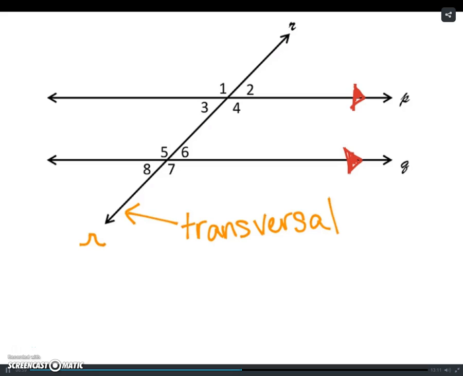And if you would like to draw this picture, the next four terms we're going to talk about all use the same picture. So you won't have to redraw it multiple times. Okay? So that's our transversal.